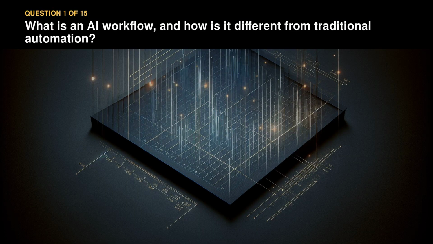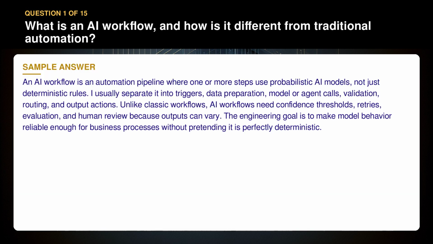Question 1. What is an AI workflow, and how is it different from traditional automation? An AI workflow is an automation pipeline where one or more steps use probabilistic AI models, not just deterministic rules. I usually separate it into triggers, data preparation, model or agent calls, validation, routing, and output actions.